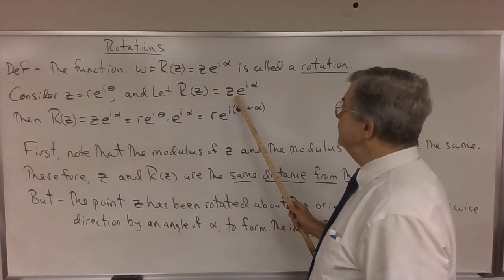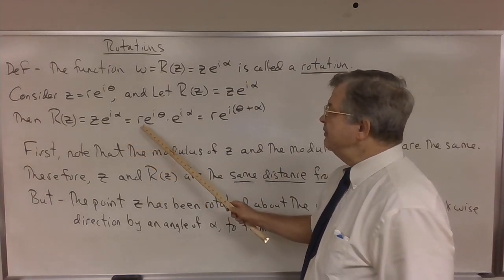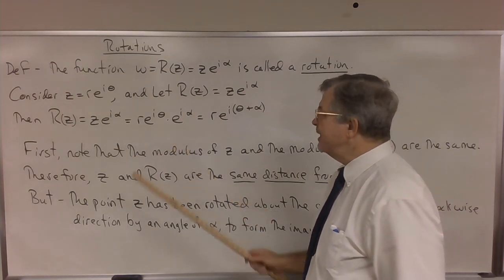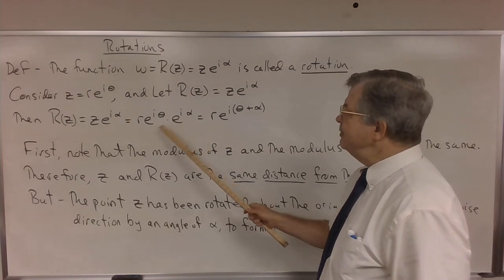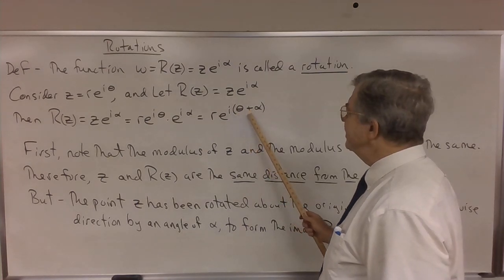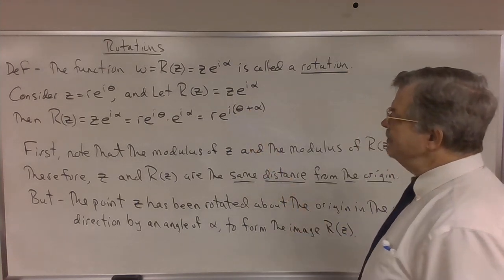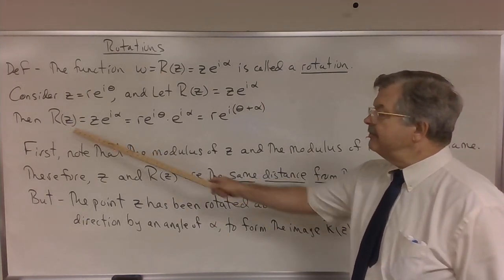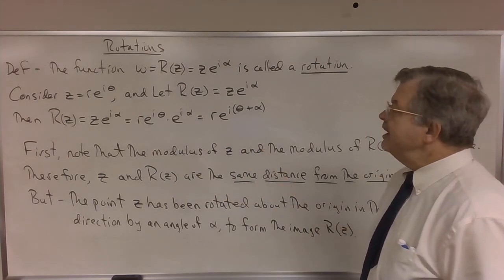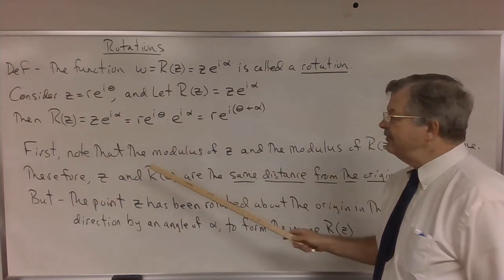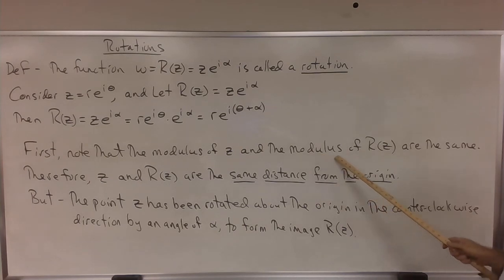We get z e to the i alpha, but z is r e to the i theta. And when we multiply these two things together, the angles add. And we get r e to the i theta plus alpha. And there are some observations that we want to make. See, here's the image, r of z. Here's the original point, z. And the first observation is that the modulus of z and the modulus of r of z are the same.